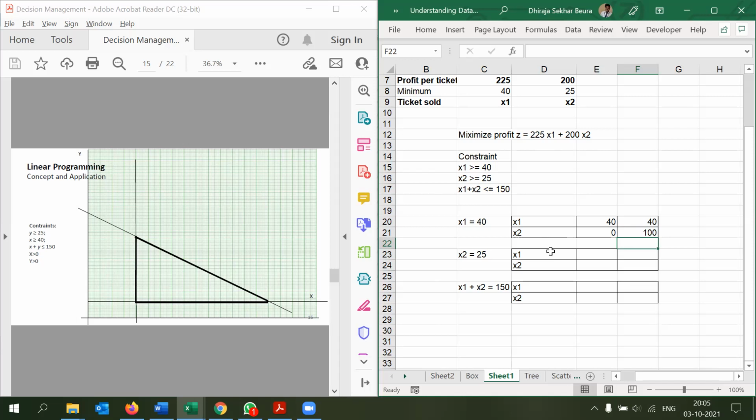Yes. Actually, this was my pain area. I didn't understand how to plot the graph. Column E is like a starting point and column F is the end point, right, while drawing the graph? Column E is the starting point.